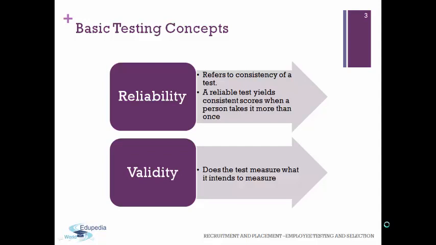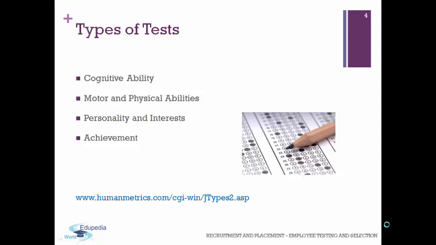So, moving on, the types of tests that are available. Now, we can conveniently classify tests according to whether they measure the cognitive ability, which is the mental ability, motor and physical abilities, personality and interests, and achievement as well. So let's have a look at each of these separately, right?